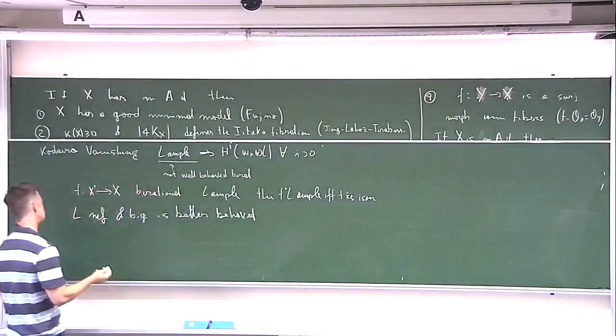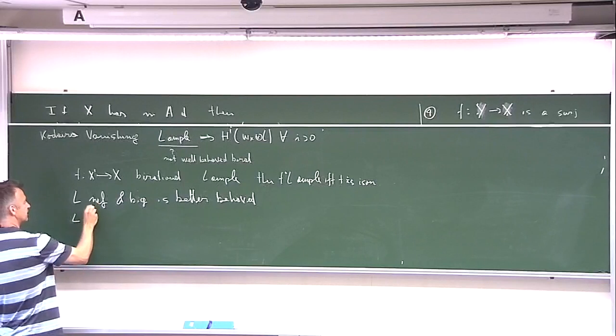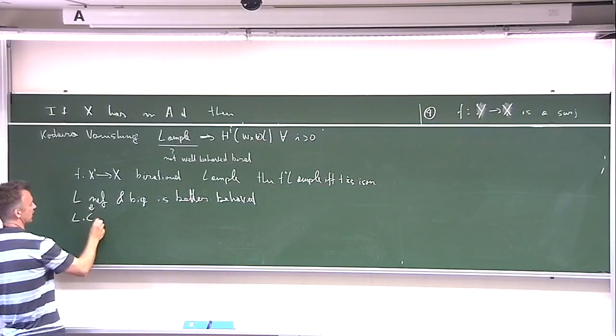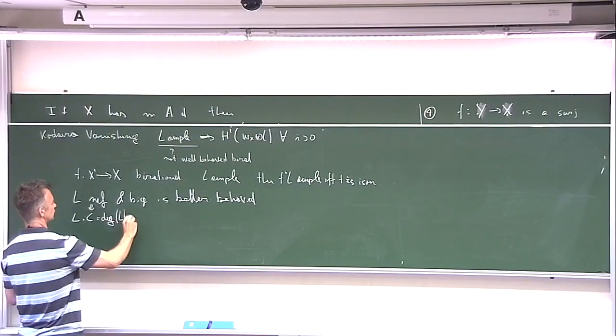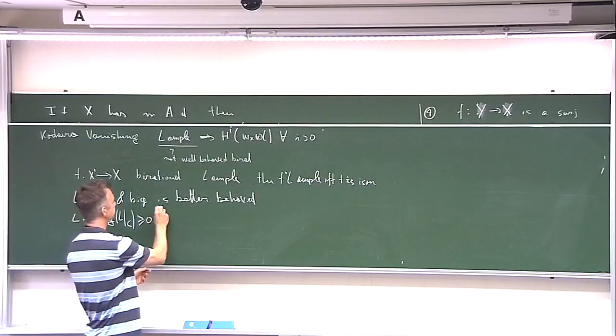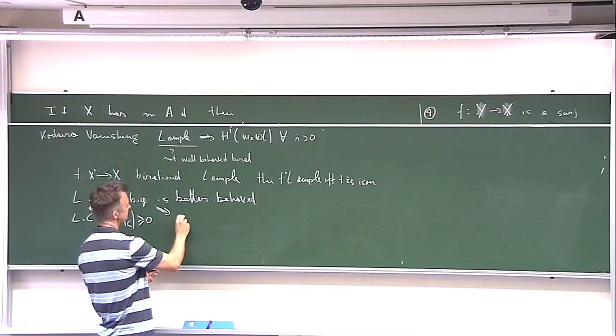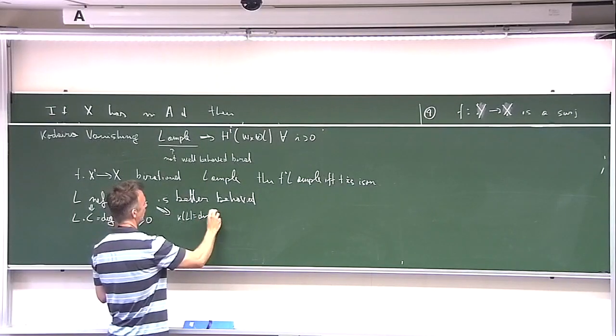So for completeness, probably almost all of you know what this means, but L being nef just means that the intersection with any curve, so you can think of this as the degree of your line bundle restricted to the curve, is always non-negative. And being big is that the Kodaira dimension of L is equal to the dimension of X.